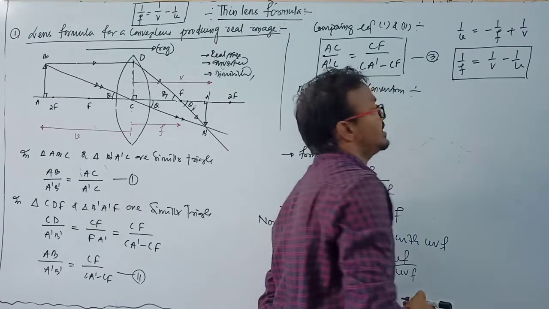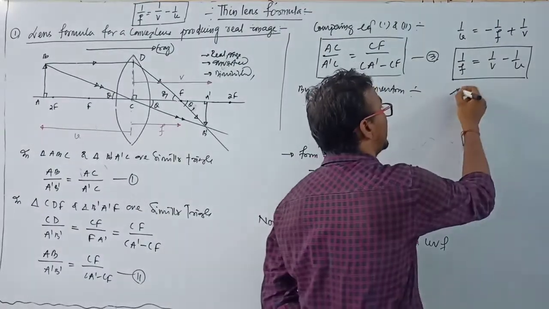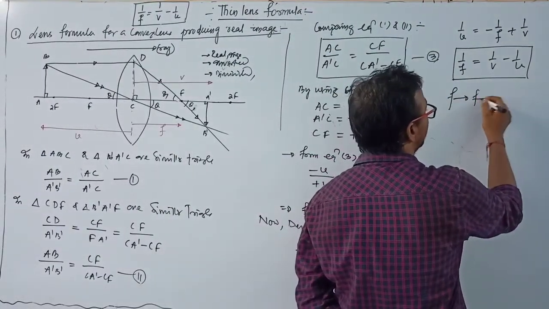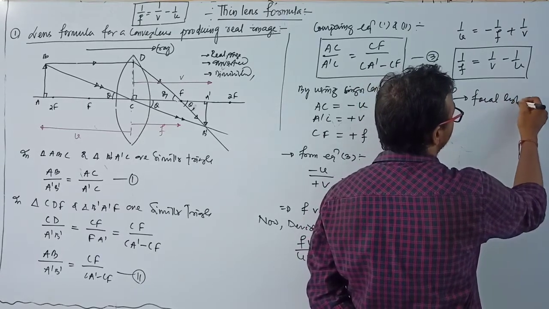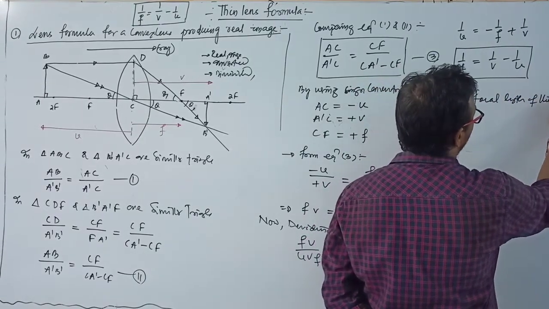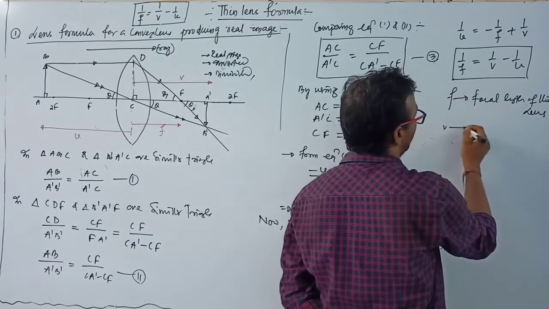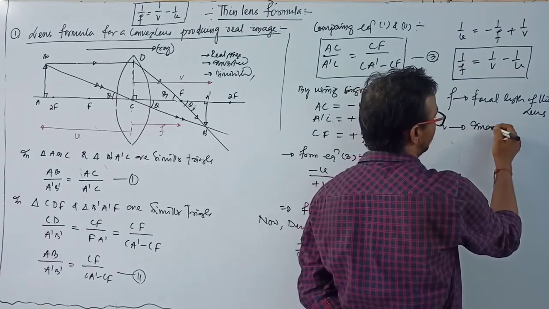Clear? This formula is known as the thin lens formula, where F is the focal length of the lens, and V is the image distance.